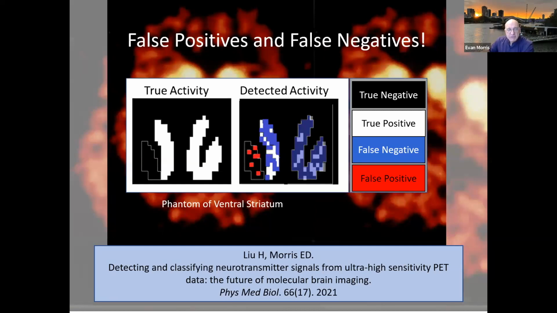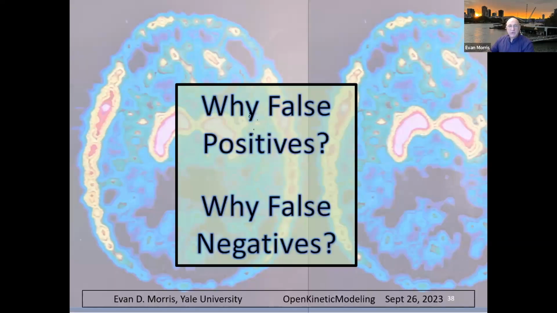And in this particular display of a simulation, which was from Heather Liu's thesis, the left shows you a ventral striatum phantom, where all the white voxels are truly activated and the black enclosed in the border is truly not activated. It's the null. But unfortunately, when you look to the right, the detected activity is quite sporadic. All the blue areas are false negatives and the red dots are false positives. So why do we see these things, and what can we do to address them?